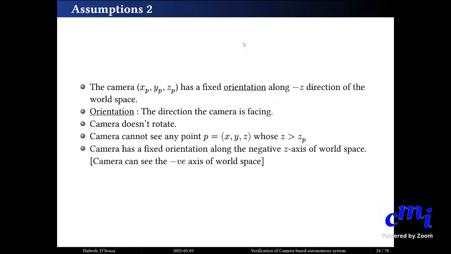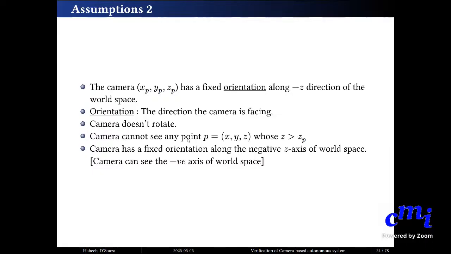Now, another set of assumptions: the camera xp, yp, zp has a fixed orientation, that it does not rotate in the negative Z of the world space. In the previous step, I converted pixels in world space to pixels in camera space. So if my pixels were here, I was pushing them to this side. Also, I cannot rotate my camera. Orientation is the direction the camera is facing, and the camera doesn't rotate.